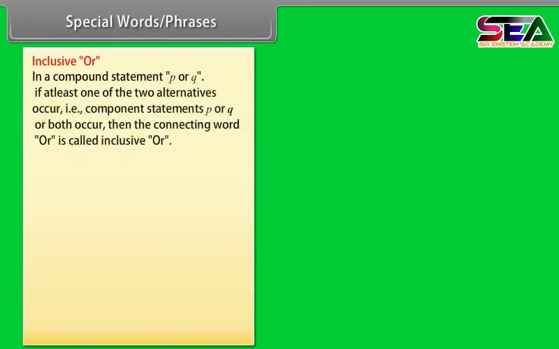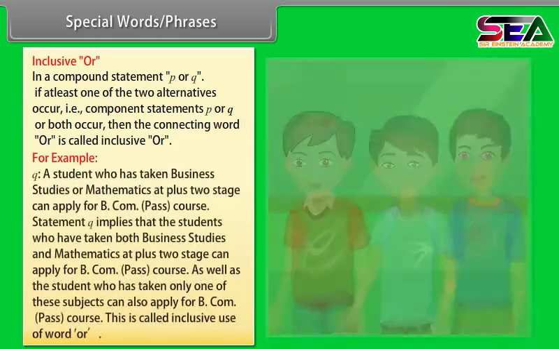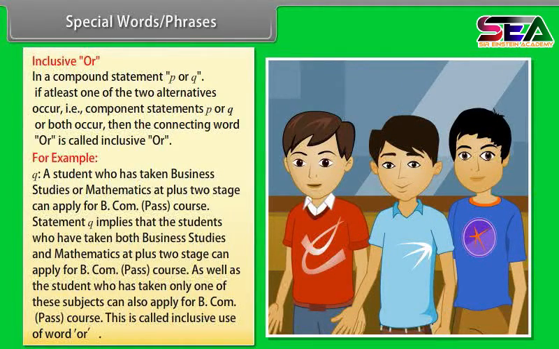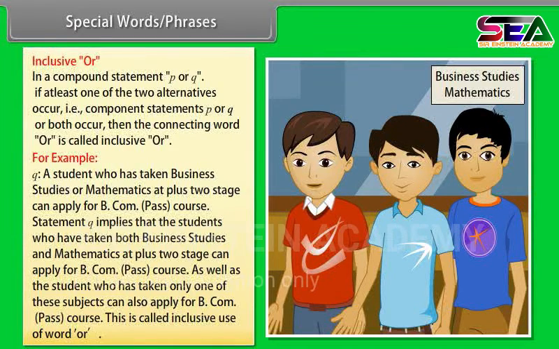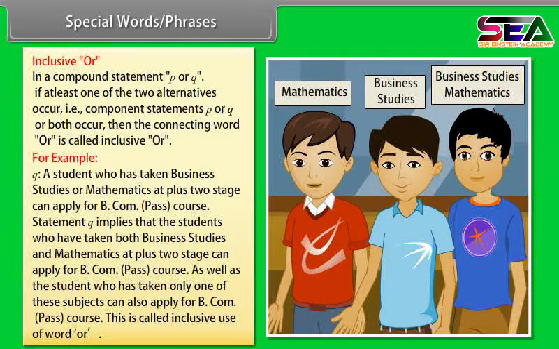Inclusive or. In a compound statement P or Q, if at least one of the two alternatives occurs, that is, component statements P or Q or both occur, then the connecting word "or" is called inclusive or. For example, Q is a statement that a student who has taken business studies or mathematics at +2 stage can apply for BCom pass course. Statement Q implies that students who have taken both business studies and mathematics at +2 stage can apply for BCom pass course, as well as students who have taken only one of these subjects. This is called inclusive use of the word "or".